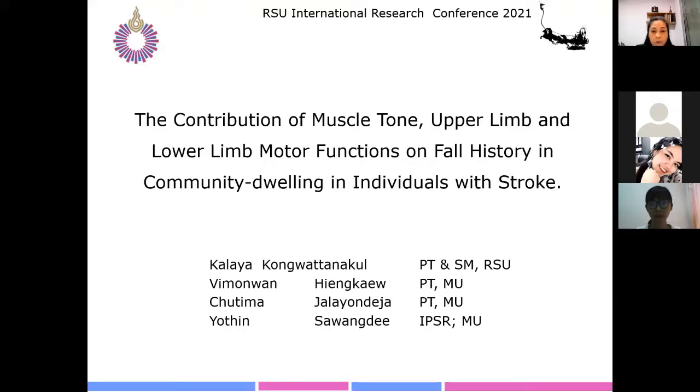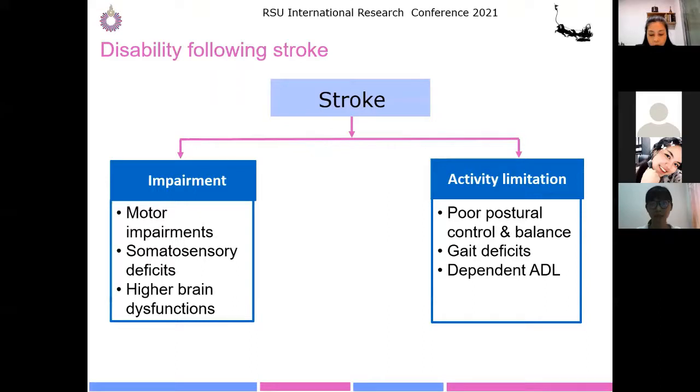I welcome you to the presentation entitled The Contribution of Muscle Tone, Upper Limb and Lower Limb Motor Function on Fall History in a Community Dwelling Individual with Stroke. As we know, stroke is the foremost cause of long-term disability.